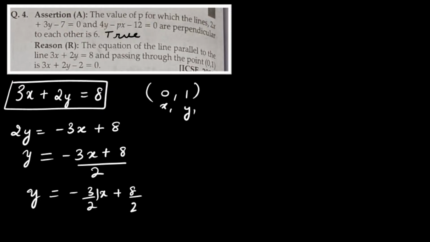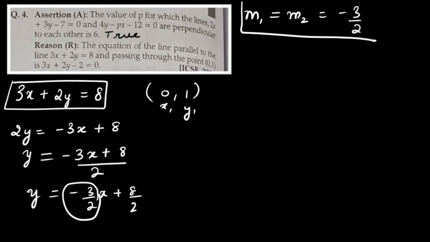If we see here, the coefficient of x is the slope. The slope we got is minus 3 by 2. So if any line is parallel to this line, then for parallel lines, slopes are equal. So m1 equals m2 equals minus 3 by 2. For parallel lines, slopes are equal.